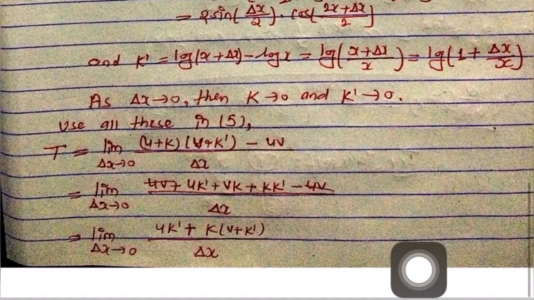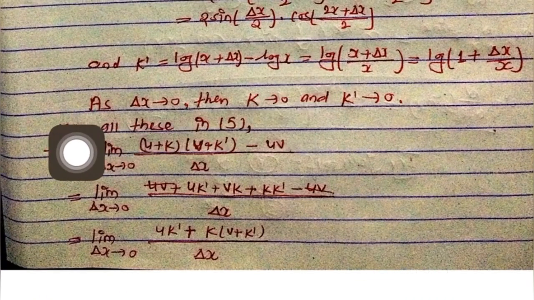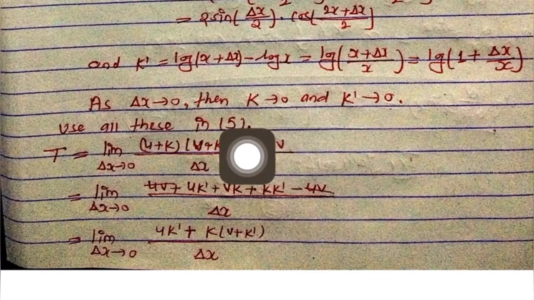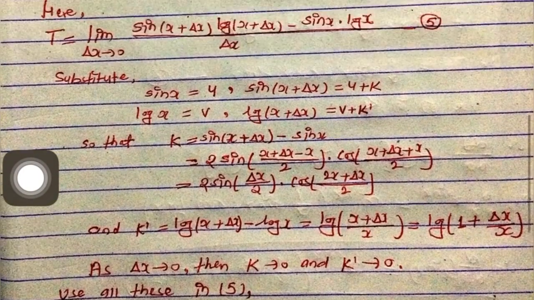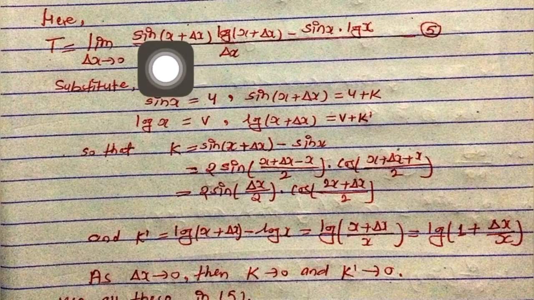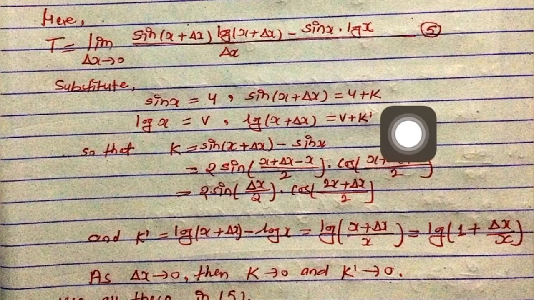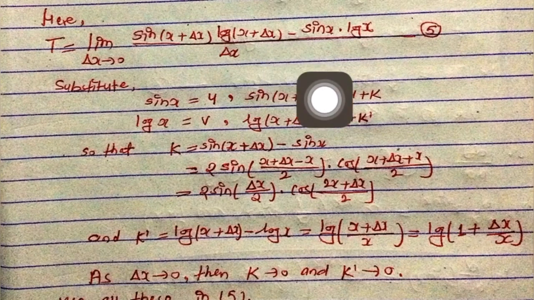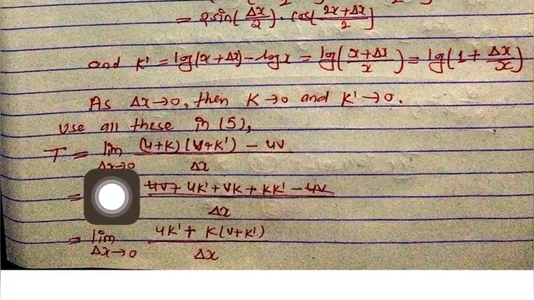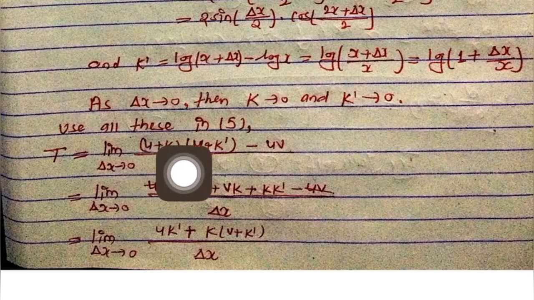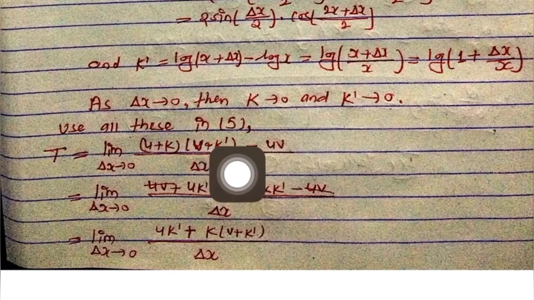Okay. And now using all these values in equation 5, we get t is equal to limit del x tends to 0. And you know here in equation 5, sin x plus del x means u plus k, and log of x plus del x means v plus k prime. So the same thing is written here. See, t is equal to limit del x tends to 0 of (u plus k)(v plus k prime) minus uv, whole divided by del x.